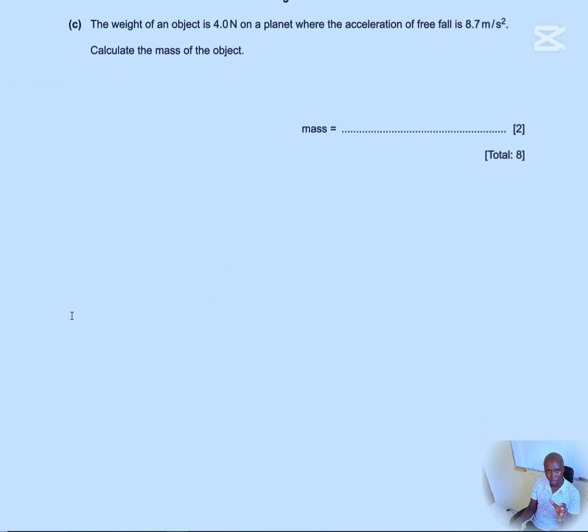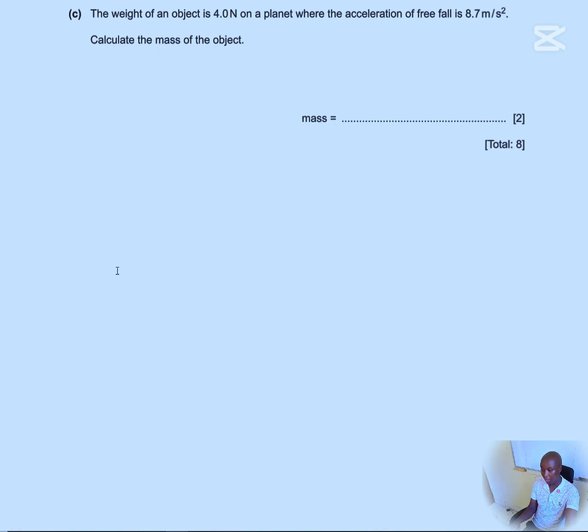You're going to check in the description below. You'll be able to see the model answers I'm going to work out. So I believe you're going to work through this paper so that you can be able to answer the questions in the exam.